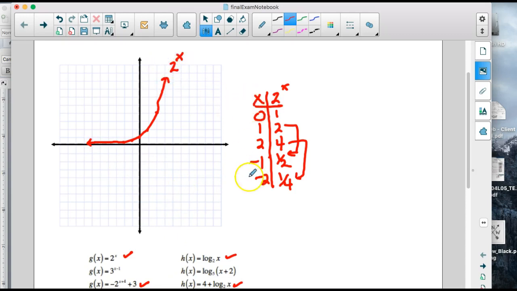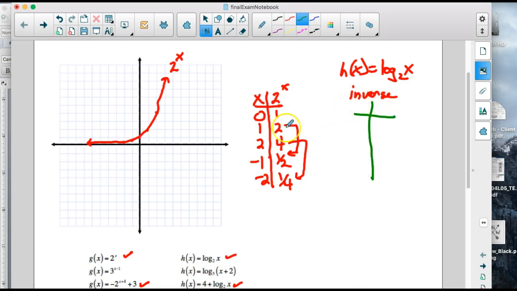Now I can use this to do all the other ones as well. So if I was going to do h of x equals log base 2 of x, that's just the inverse of the other function. So that just means we reverse the x and y values. So in this one, when we do log, we don't even have to make a new chart. We can actually just look at this chart and reverse it, but I'm going to make a new chart here. So if I do x and log base 2 of x, we just take these values and reverse them.